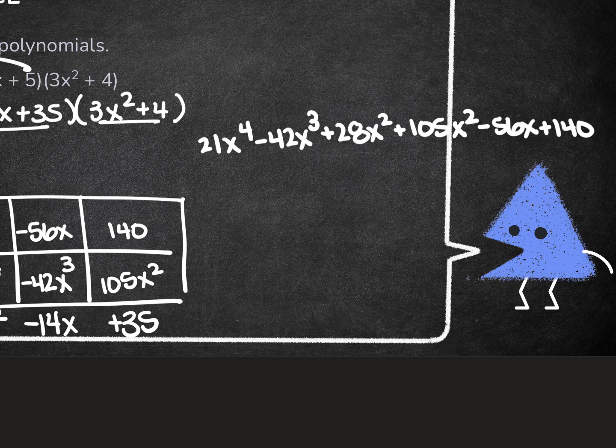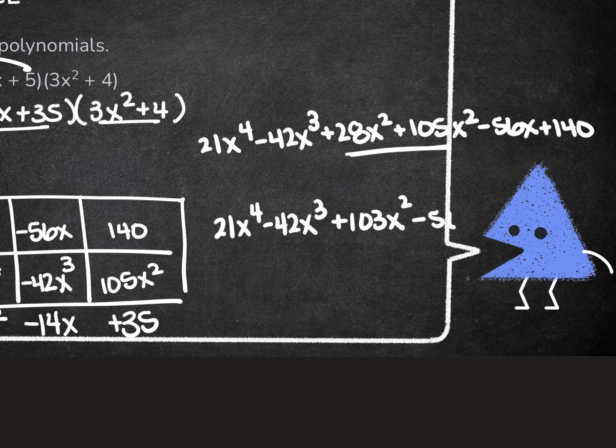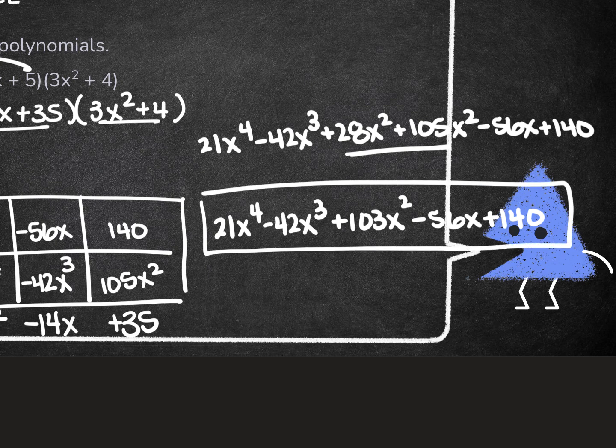Okay, so when I'm combining my like terms, I'm noticing that I only have these two things that I can put together. So I'm going to carry everything else down. Negative 42x to the third. And I'm going to do 28 plus 105, and I'm going to end up getting 133. Now remember, we don't change the power, so it's going to say x squared. Carry down the negative 56x and the positive 140. So the numbers are getting a lot bigger and a lot longer, but the process is still the exact same.